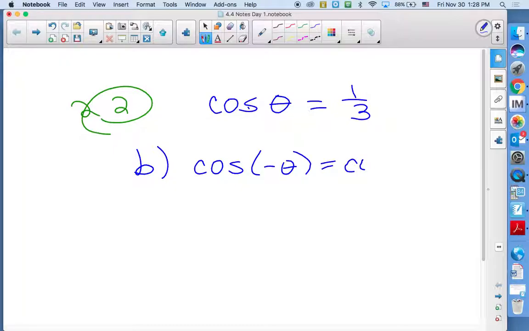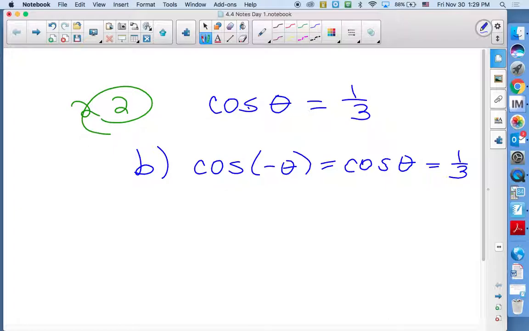The identity says that's really just equal to the cosine of whatever your positive angle is. And cosine is an even function. Even functions, if you plug a negative number in, you get the original answer out, so we say that it is an even function. It also has y-axis symmetry. So by this identity, if you know the cosine of the angle, the cosine of the negative angle is the same exact thing, which is 1/3.